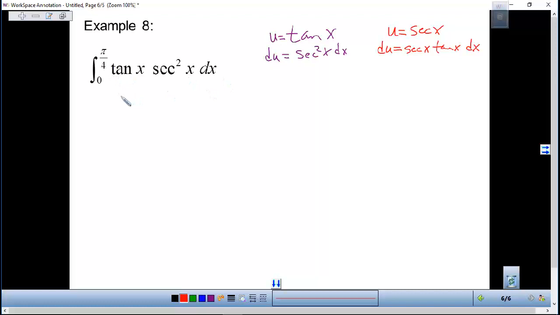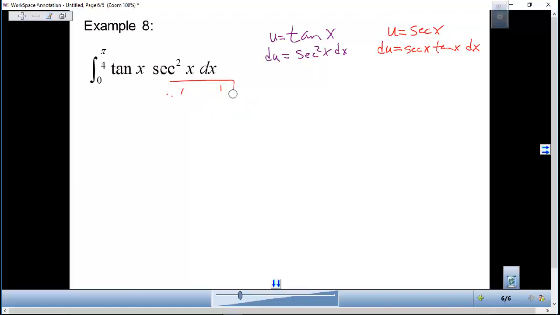So if we split this up, let's say we bring both of the secant x's to the front, but I'm going to write them separately. Secant x times secant x, that's secant x squared, correct? And then I still have my tangent x, and then I have my dx. So u is secant x, this one, and then du is secant x tangent x dx, which is all of that right there. So either way, what do we end up with? We end up with u du.